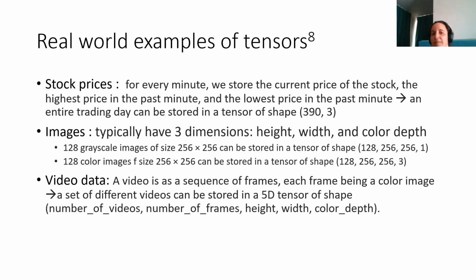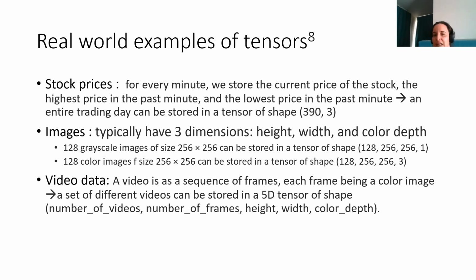Assuming that we have an image of size 256 by 256, and that's a grayscale image, it can be stored in a tensor of shape 256 by 256 by 1. And because we can have as many dimensions as we want, we can store all the images, say that we have 128, in the same tensor, in which case the tensor is going to be 128 by 256 by 256 by 1. Okay. And video data.